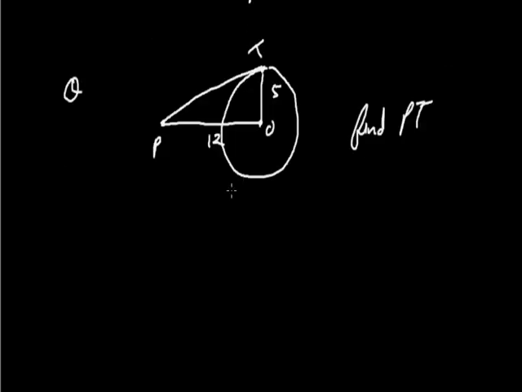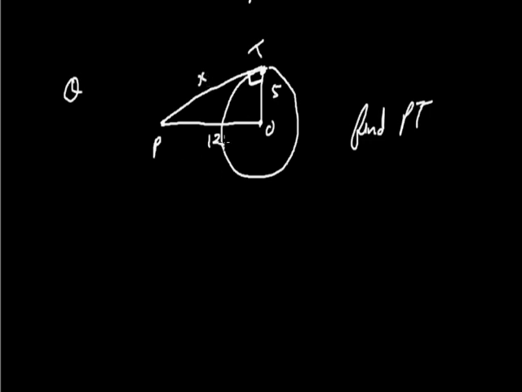Don't hurry. First of all, judge where the right angle is made. We know that the tangent and the radius make a 90 degree angle at the point of contact. So this is our point of contact, and the 90 degree angle is made here. Let the length of PT be x.